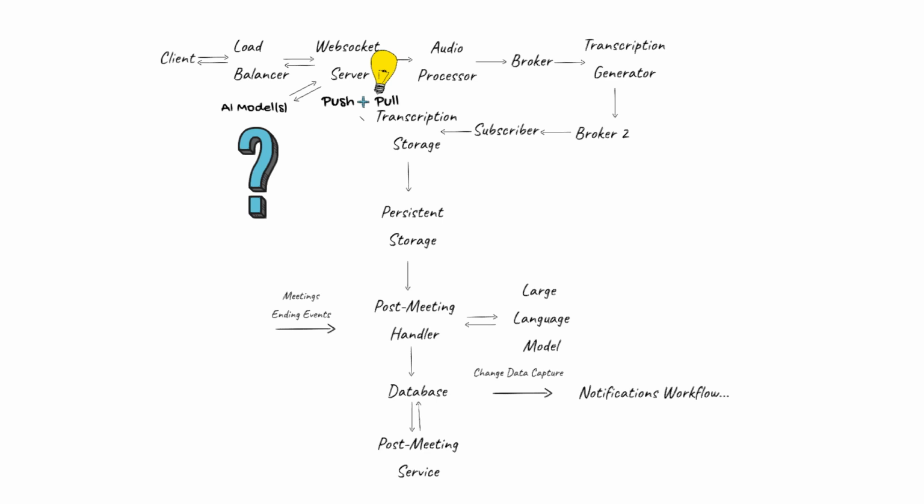Should the AI inference model be deployed directly on the WebSocket server where the transcription chunks are processed? Or should the stitching and AI runtime models be deployed as separate, standalone services? Each approach comes with its trade-offs.